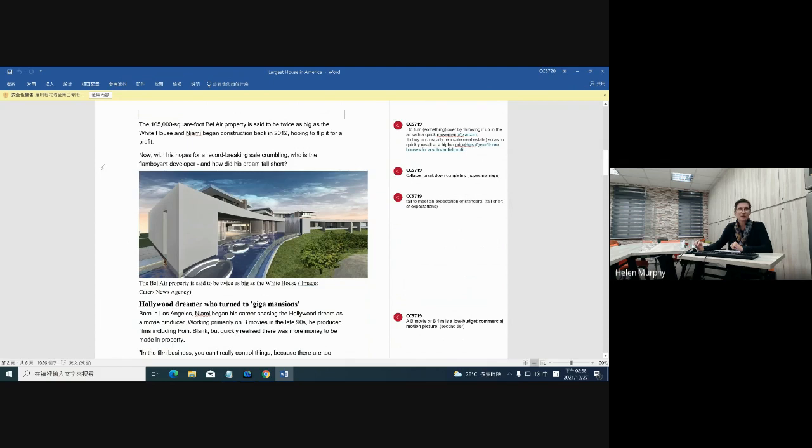And Naomi began construction back in 2012, hoping to flip it for a profit. Now, when we talk about flipping a property, we don't mean to turn on its head. That's the usual meaning of to flip, is to turn something over by throwing it up into the air with a quick movement. For example, we would talk about flipping a coin. So if you want to know heads or tails, you flip the coin.